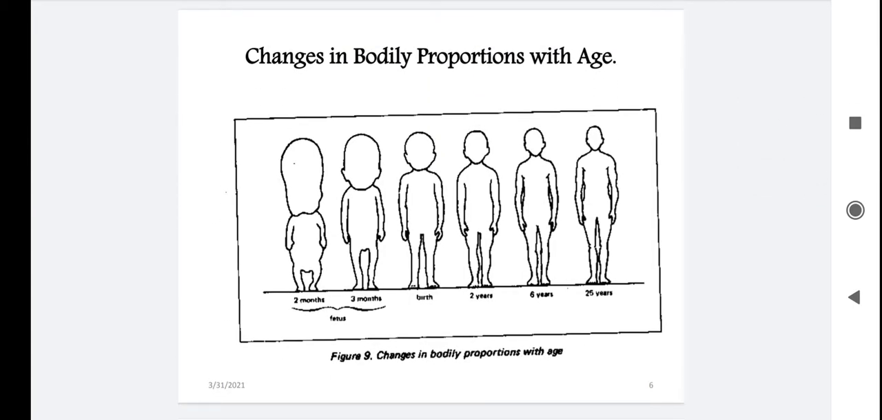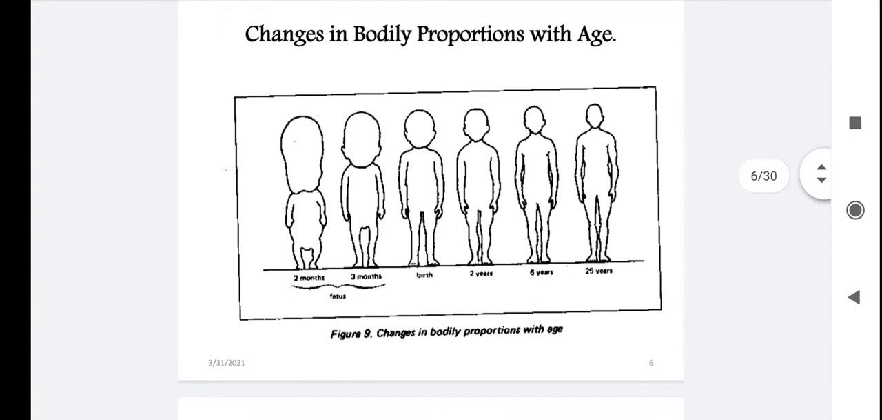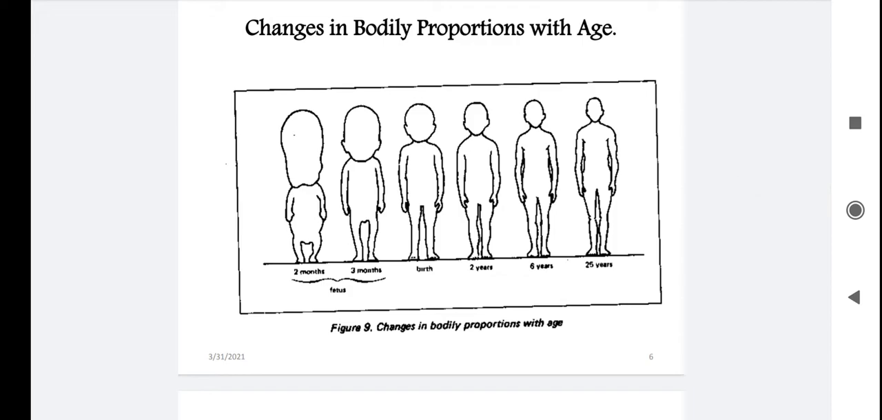There is also a change in bodily proportion with age. When the child is small, the proportion between the head and the rest of the body is different from when it is an adult. The head is larger in size than in an adult.